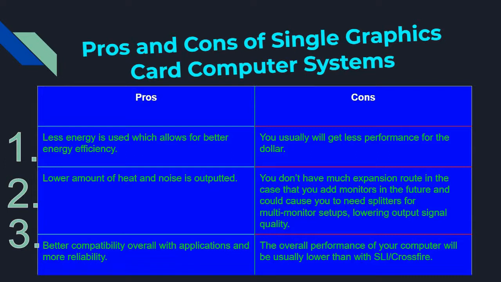The overall performance of your computer will usually be lower than if you had a multi-graphics card setup such as with Crossfire or SLI, and you don't have much expansion in the case that you're going to add more monitors in the future, and if you do, then you may need to get another card later on, or you're going to have to resort to signal splitters for multi-monitor setups, and from my experience with them, they do considerably lower the output signal quality, and even with the higher end splitters, it's still something to be looking at since the output signal will be lowered in quality to some degree.